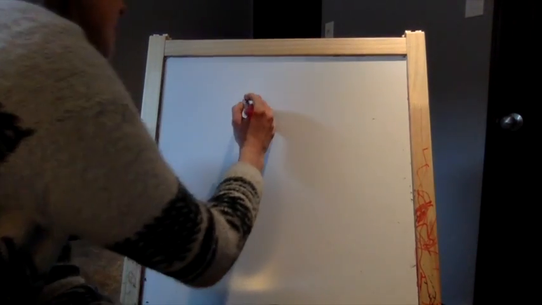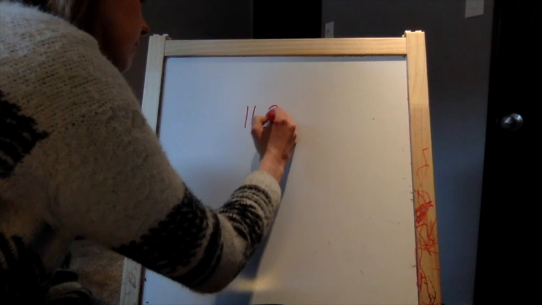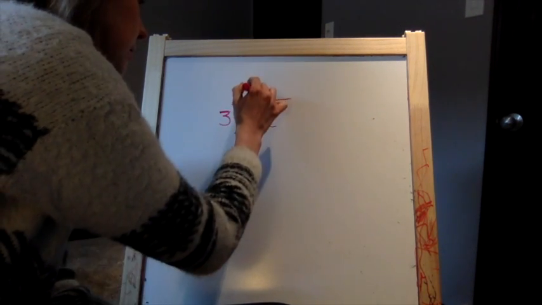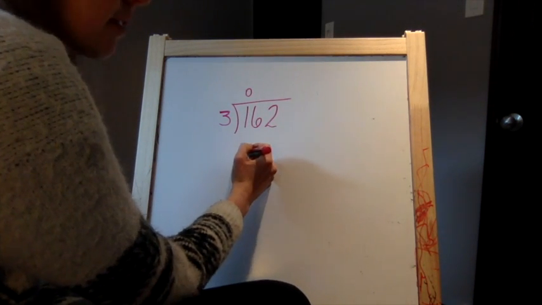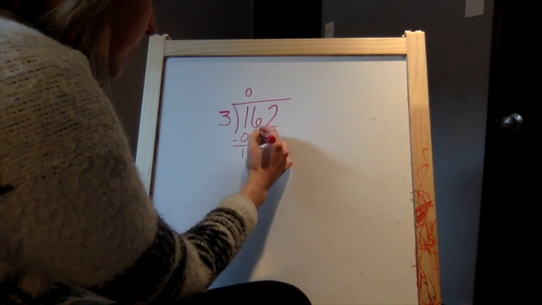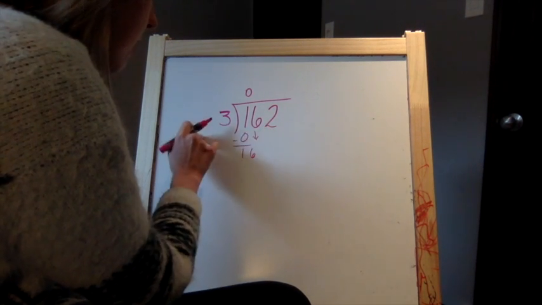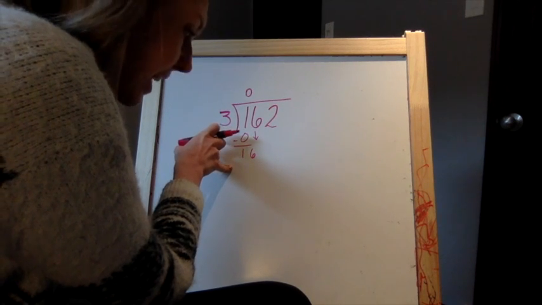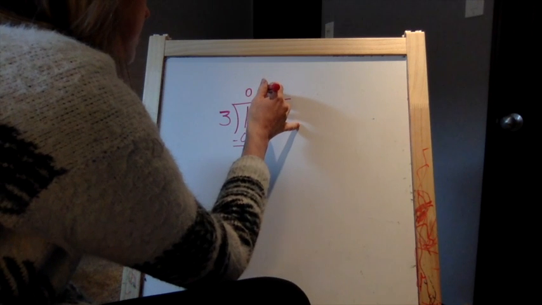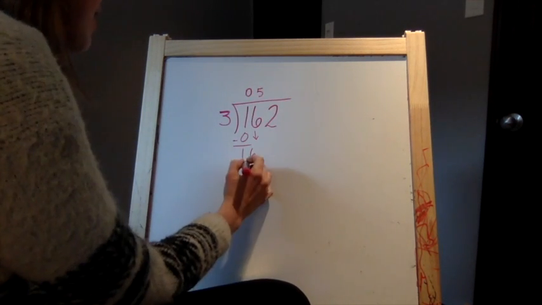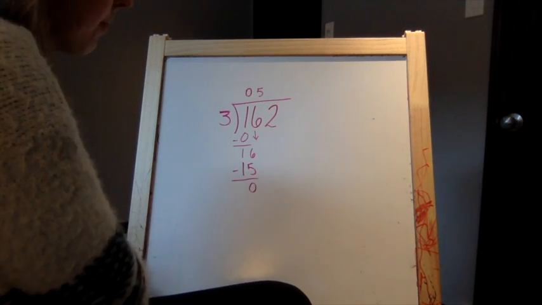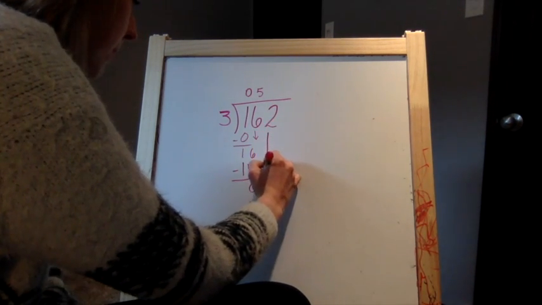So it's 162 divided by 3. So 3 goes into 1 0 times. We can't fit any 3's into 1, so I do my 0, and the difference is 1. I'm going to bring down that 6. 3 goes into 16 5 times. 3 times 5 is 15. And the difference is 0. Now I'm going to bring down this 2.